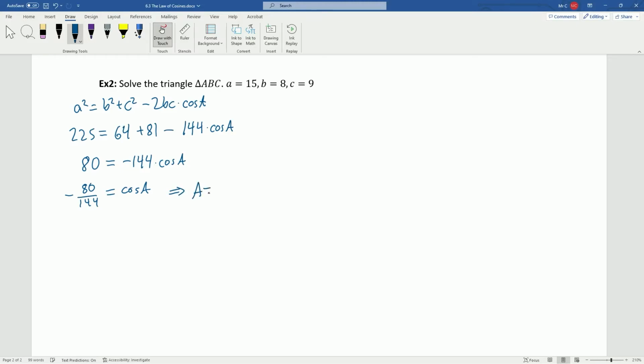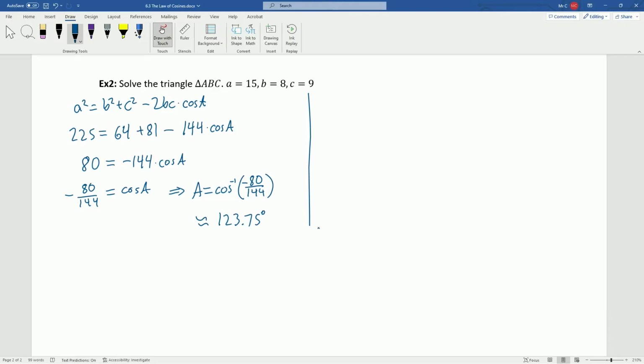And so A equals cosine inverse of negative 80 over 144. Let's see what the calculator says about that. Cosine inverse of negative 80 divided by 144. That's approximately 123.75 degrees. Well, that's one angle. Now that I know an angle, remember the law of sines requires that you know at least one angle.